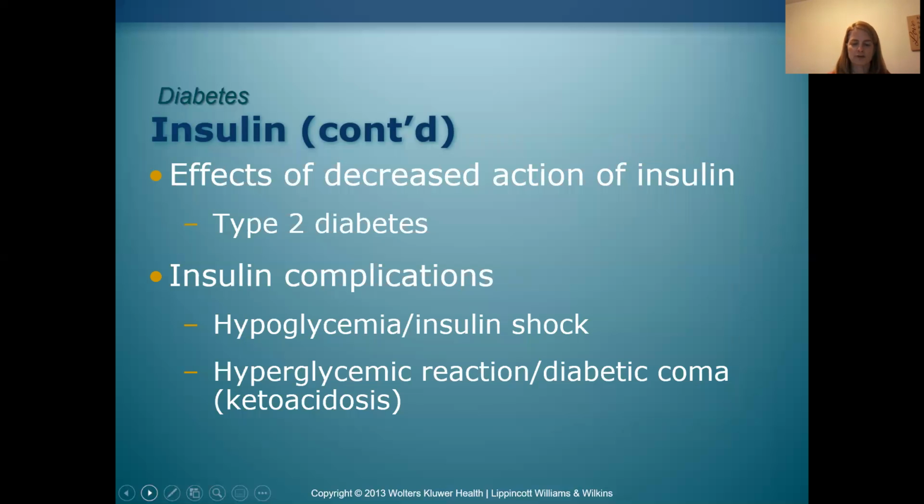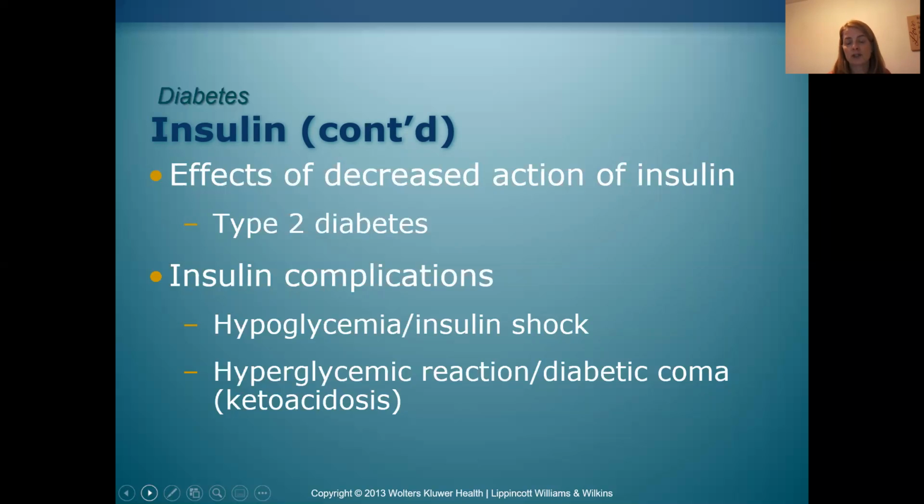So the effects of increased action of the insulin are in type 2 diabetes. The insulin complications for someone with type 2 diabetes is going to be your hypoglycemia or insulin shock. Hypo is low blood sugar. Insulin is synthesized and released in the blood in proportion to the glucose in the blood. Blood glucose is increased, insulin is released for glucose to be transported into the cells. If there is a decreased action of the insulin, then it's not properly taking that glucose into the cells.